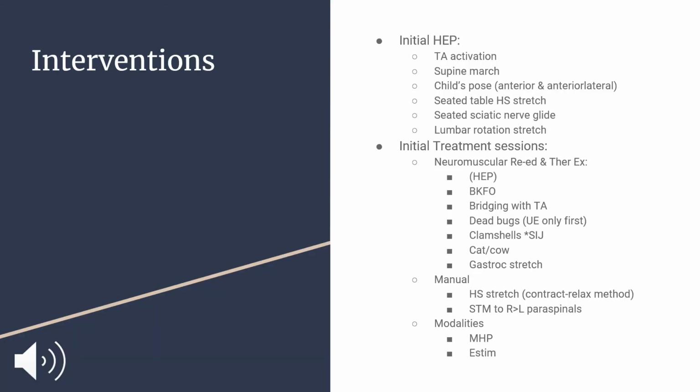Interventions. So we gave him a home exercise program after the initial evaluation, and we started off with some TA activation for that core stability. We added a supine march. We added a child's pose stretch, both anteriorly and anterolaterally, primarily to the left in order to stretch those right-sided muscles that are spasming. We added a seated table hamstring stretch to promote more mobility with that.